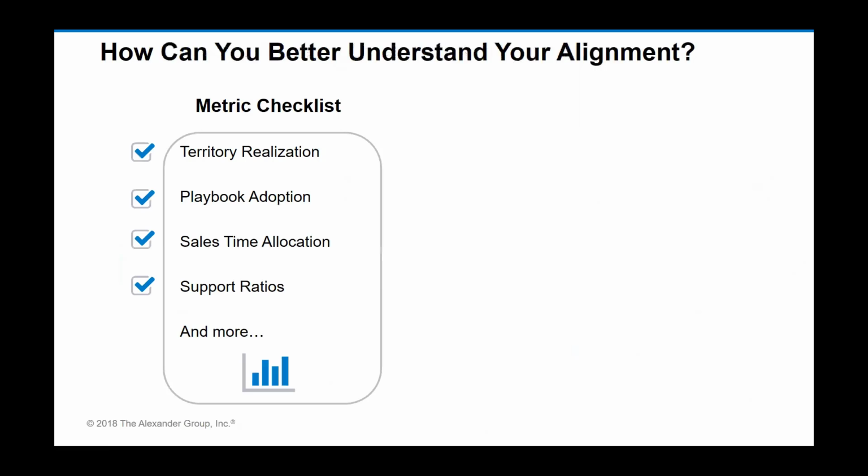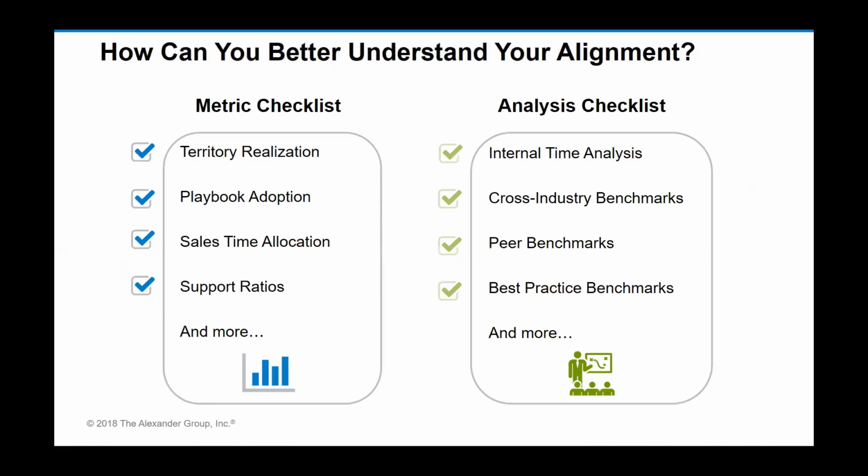Thanks, Parker. So, how can you make sure that you're not missing out on a 10% increase in revenue? Alexander Group's experience indicates that early warning signs can be seen in a few key metrics, such as territory realization, playbook adoption, sales time allocation, and support ratios. Successful companies track these metrics and others on a regular basis, comparing themselves to cross-industry benchmarks, peers, and best practice to identify issues, align their sales models, and ultimately to grow revenues.